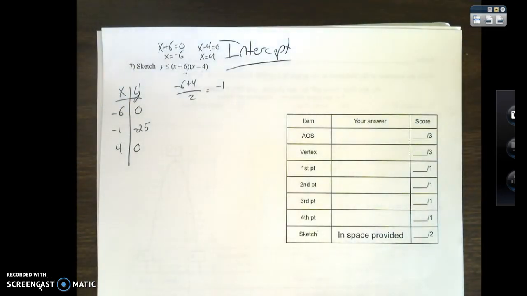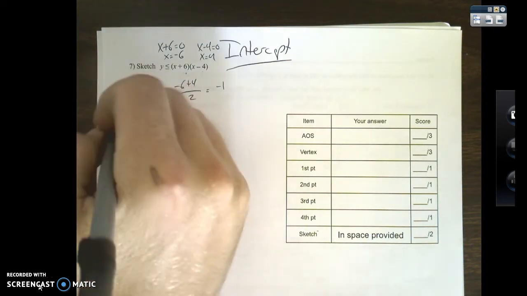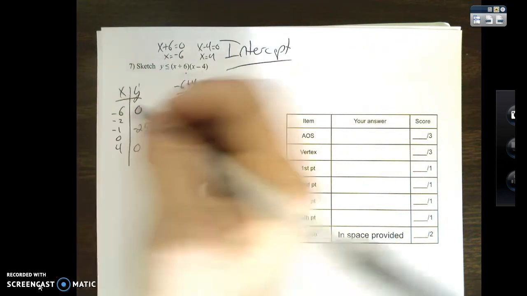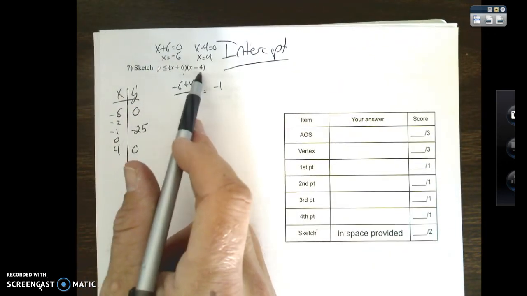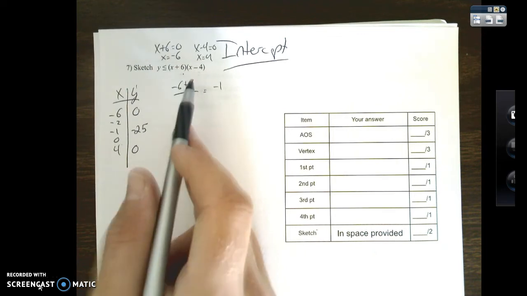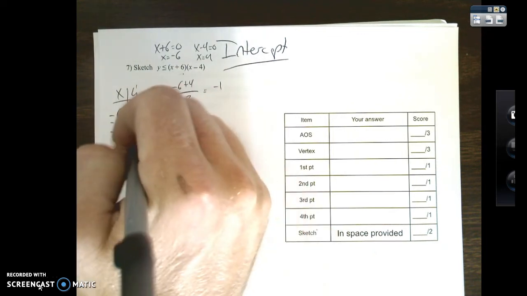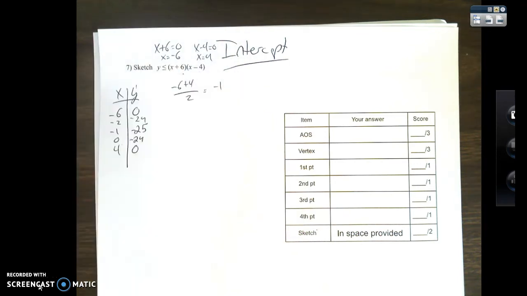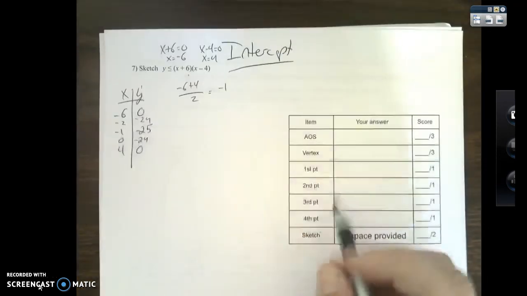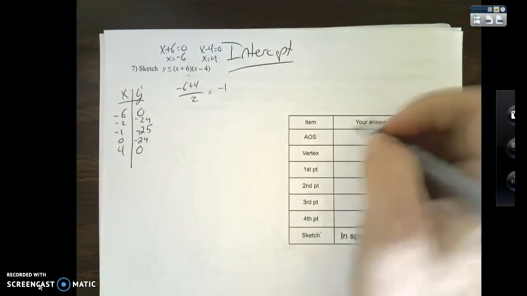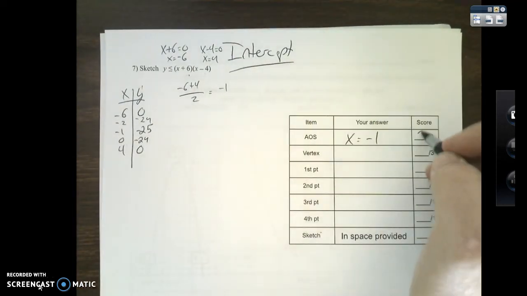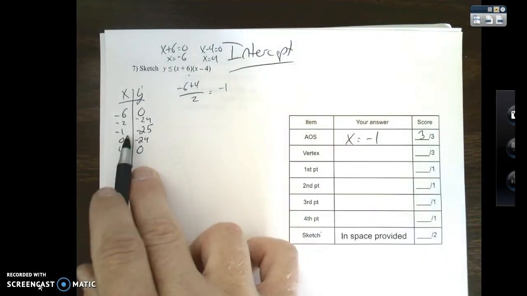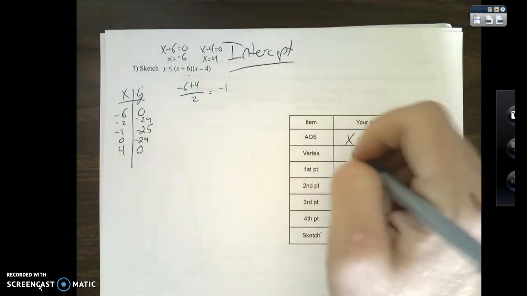I know I showed you guys in class, just give me one of each example, but just for the sake of showing you the other points, go back 1, go forward 1. If I plug a 0 in here, 0 plus 6 is 6. 0 minus 4 is negative 4. 6 times negative 4 is negative 24. Okay, let's make sure we mark all the stuff down. AOS, x equals negative 1. 3 points. Vertex, it's the one in the middle, negative 1, negative 25.